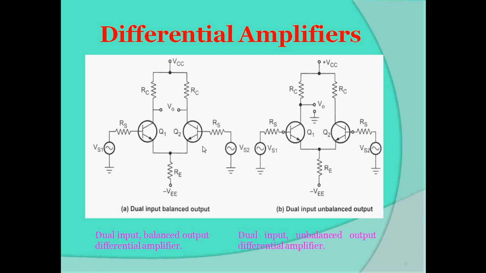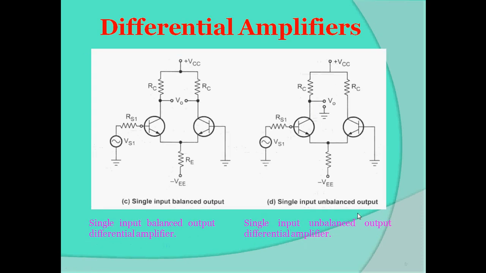In the second circuit, two inputs are connected, Vs1 to the base of Q1 and Vs2 to the base of Q2, but the output is collected at only one of the collectors with respect to ground. So the output is unbalanced. The configuration is called a dual input unbalanced output differential amplifier.